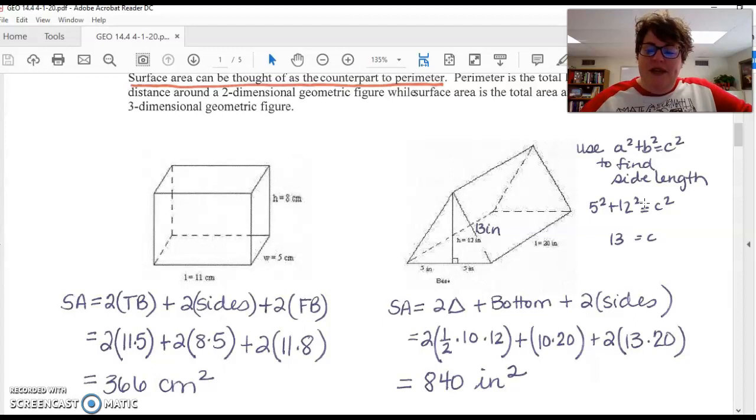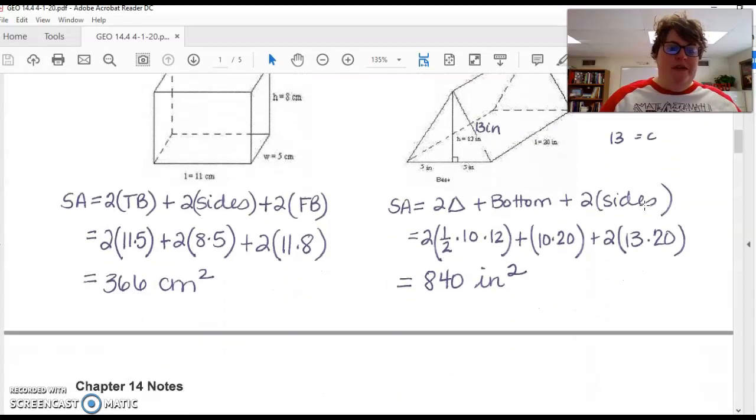And then the sides, because we need the length of that side, we have to use the Pythagorean theorem to find the length of that side. And so it ends up being 13 inches. So our sides are 13 by 20 rectangles. And we need 2 of those.